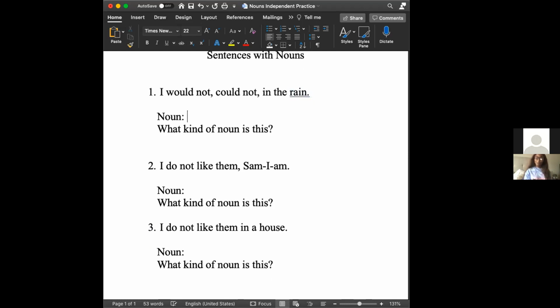And now that we know rain is our noun, we're going to write the word rain. And then what kind of noun is this? That's right, boys and girls, this is a thing noun. You all did such an amazing job. So now for the next couple of minutes, we're going to finish this independent practice and I'm going to walk around and make sure everybody understands what's happening.